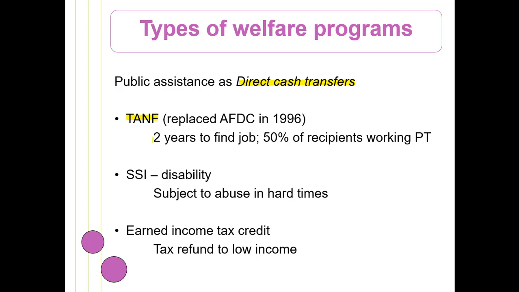Here, we're given 2 years to find a job, and 50% of the recipients are working part-time, so that was part of some of the reform to try to eliminate some of the dependency on welfare. Supplemental Security Income, SSI, also referred to as disability, and particularly during the recession when people's benefits run out, such as unemployment, and still having a hard time getting work, disability has been subject to abuse where somebody might be able to get qualified through some ailment, regardless of how bad it might be, in order to get some public assistance. And then the earned income tax credit typically goes to families with children, a tax refund to the low income in particular there.